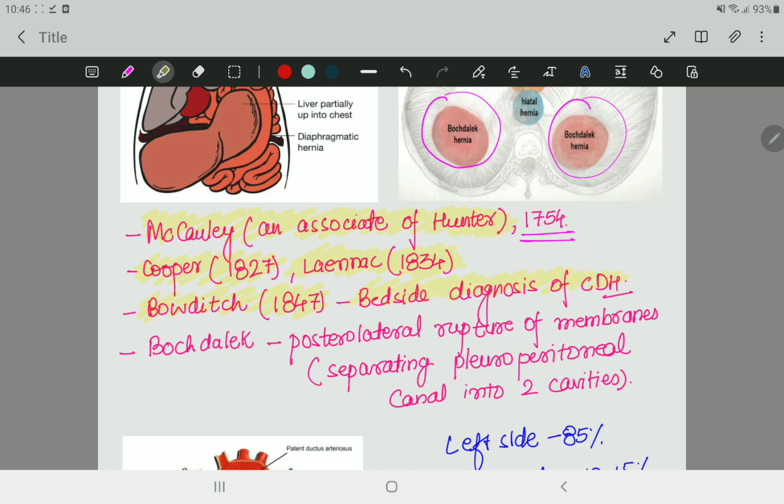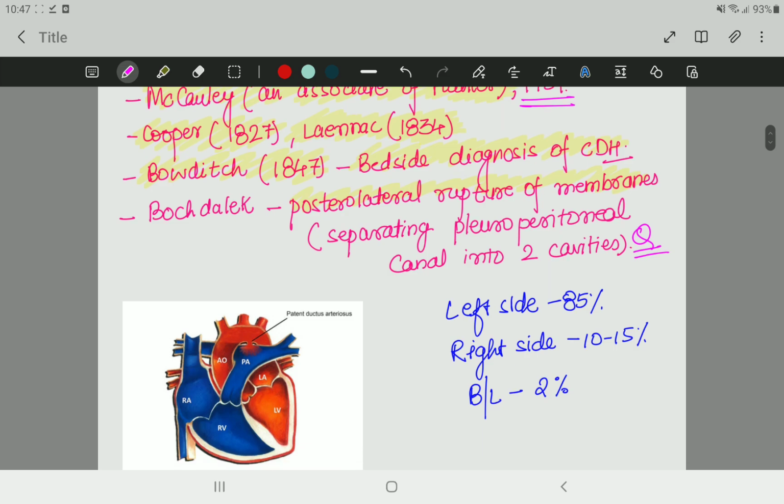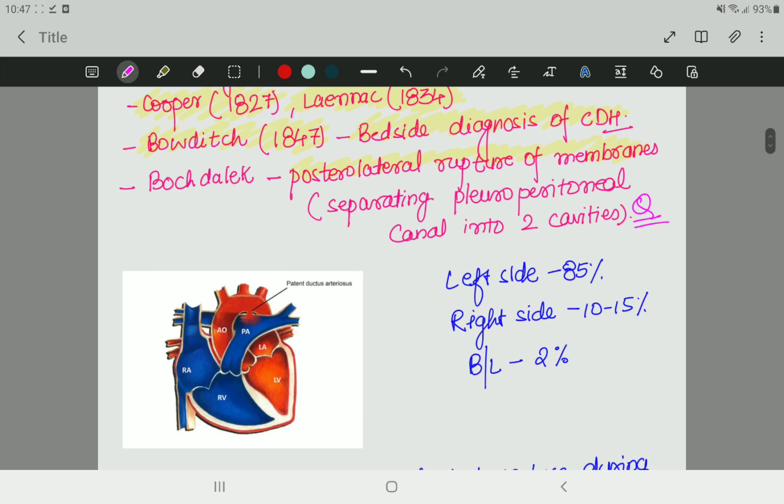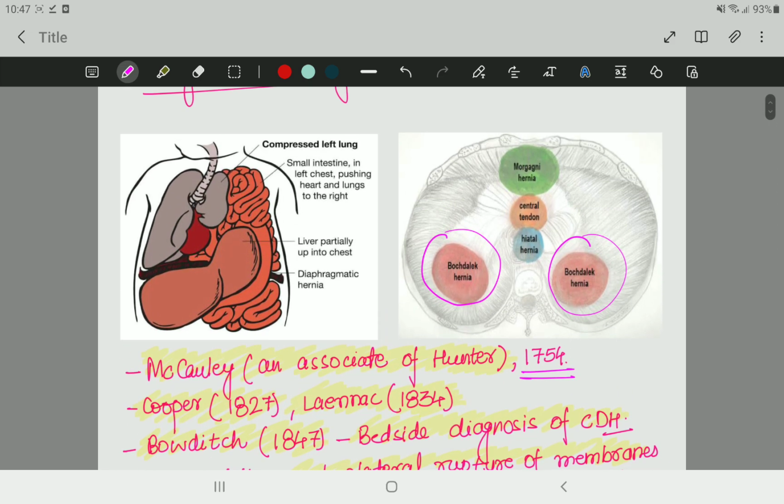Bochdalek was actually wrong in interpreting the embryology of congenital diaphragmatic hernia. He described that it is because of posterolateral rupture of the membrane, leading to separation of the pleuroperitoneal canal into two cavities, which was actually a wrong interpretation, but the name still continues. Basically, the most common defect is through the posterolateral defect, around 95%, and the less common are the Morgagni hernias and sometimes the central diaphragmatic defect.